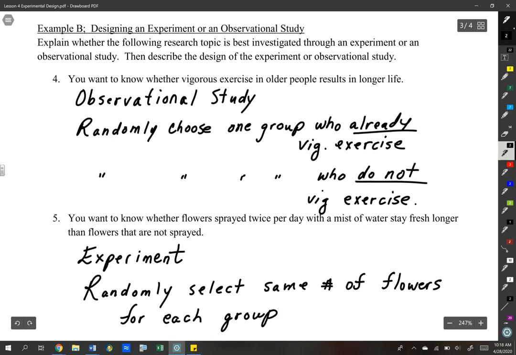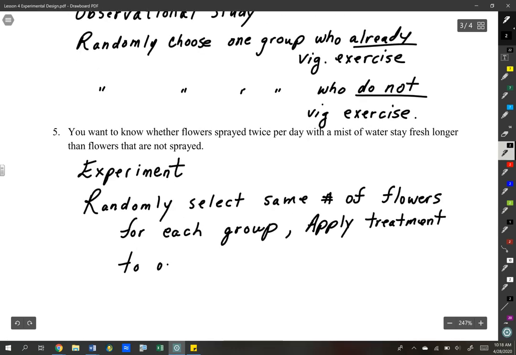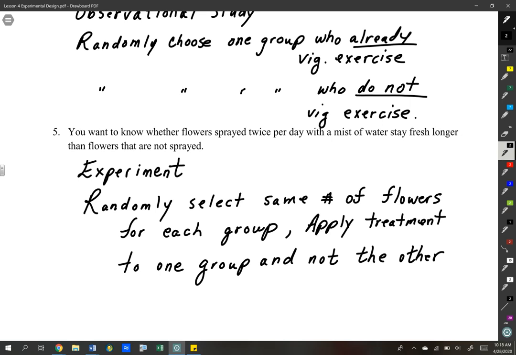And then we're just going to apply treatment to one group and not the other. A lot of writing in this unit. You keep all the other variables constant, same amount of sun, things like that. And then you just record how many days the flowers in each group remain fresh.